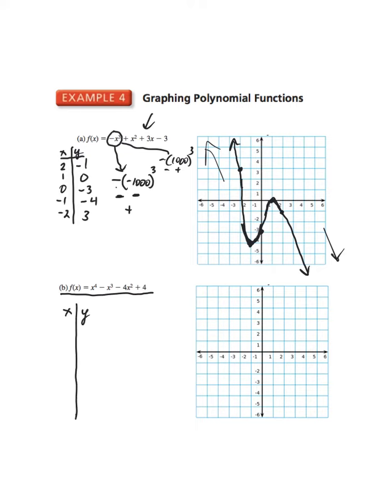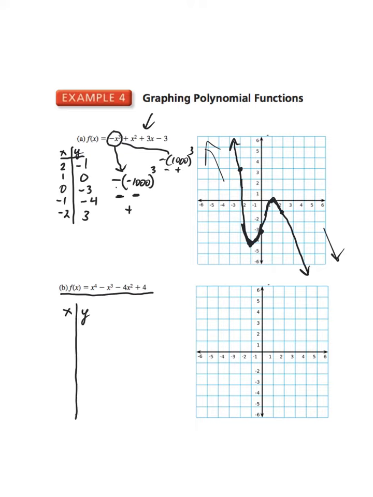Get 2, -4, 1, 0, 0, 4, -1, 2, -2, 12, way up here somewhere. I'll just put it up there.